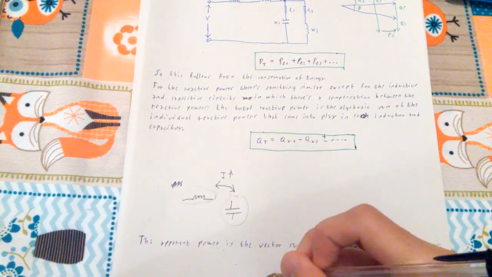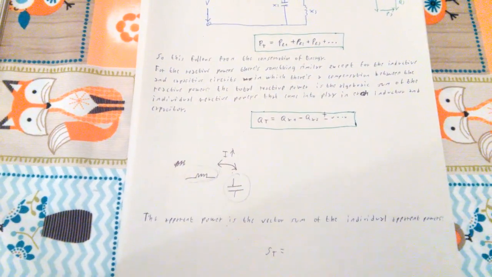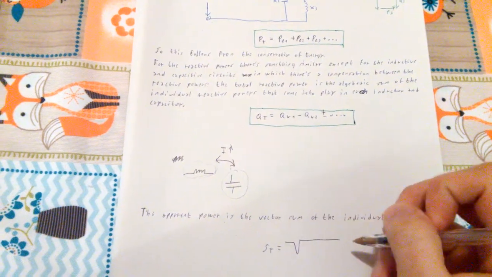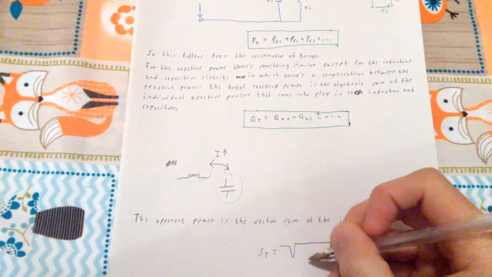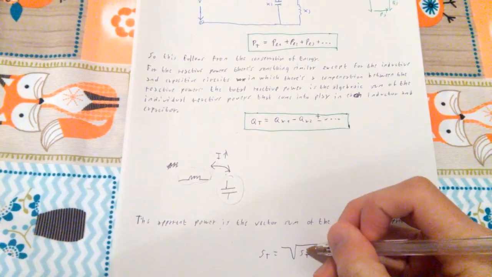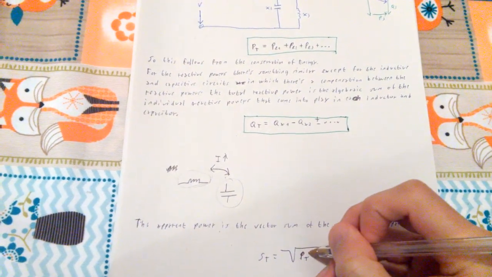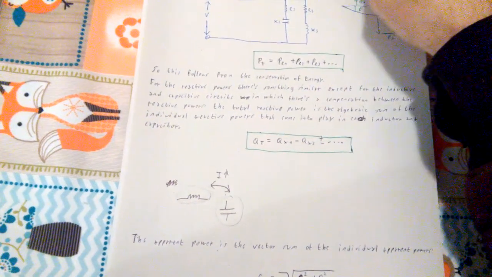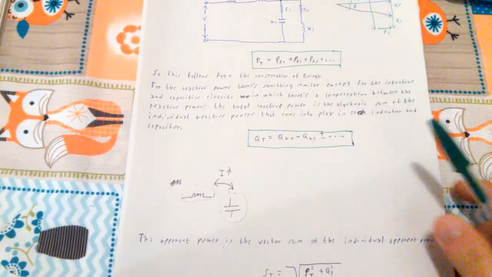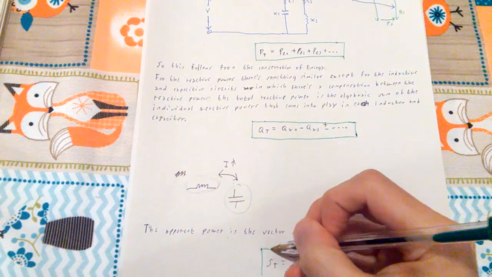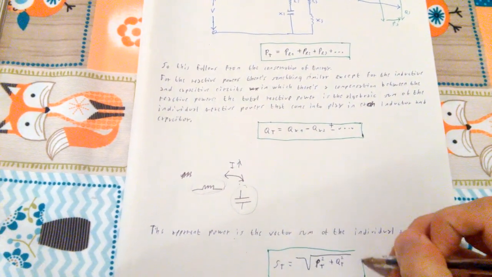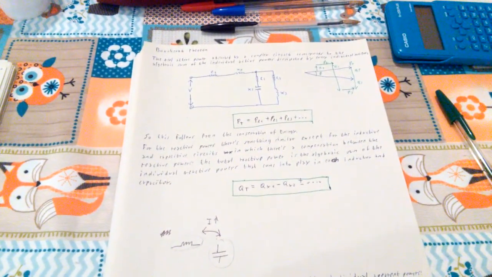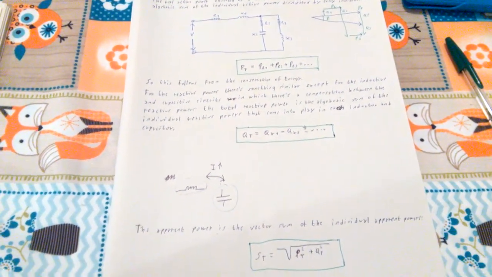So if I had to write it as a formula, just like the other two, I will write it as ST equal to the vector sum. What's the vector sum? It's like the norm. So, sorry, the square root of PT squared plus QT squared. And this will be my last formula for the Boucherot theorem. So yeah, this is basically what the Boucherot theorem says.